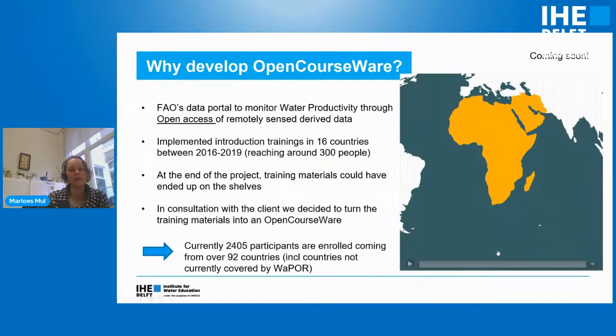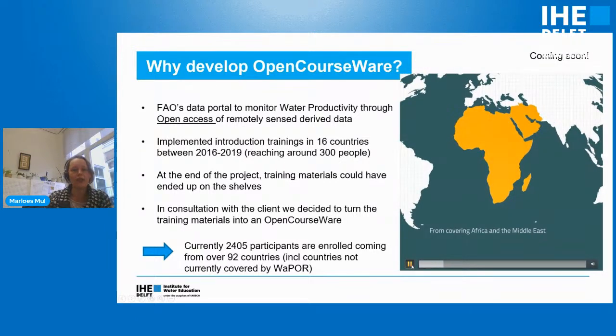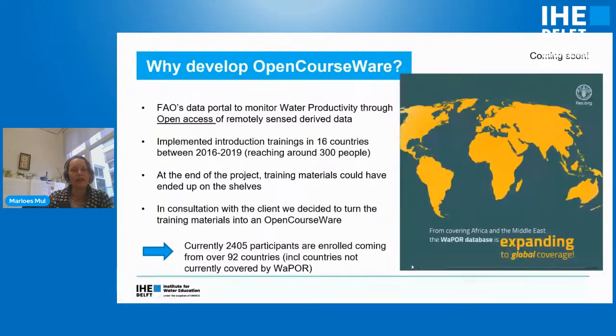So we developed the courseware, and what is really nice is that we now have 2,000 people enrolled from different countries, and that includes countries that are not covered by Vapor. You saw from the original map that only Africa and the Middle East had data. So there were all these people interested globally in the database that could follow and access materials through our OpenCourseWare, and are currently making use of the information that we put online.